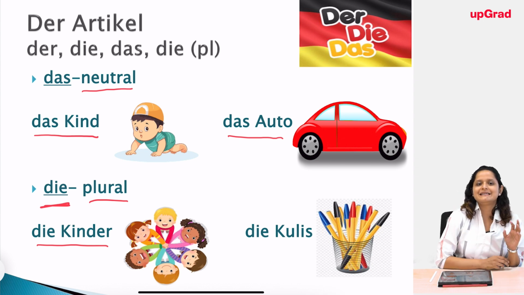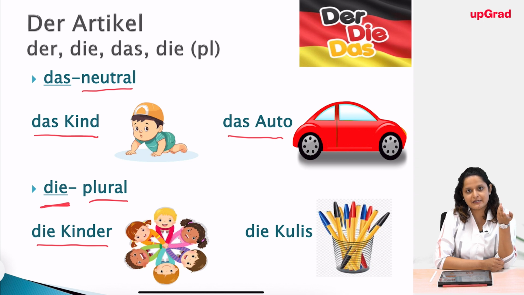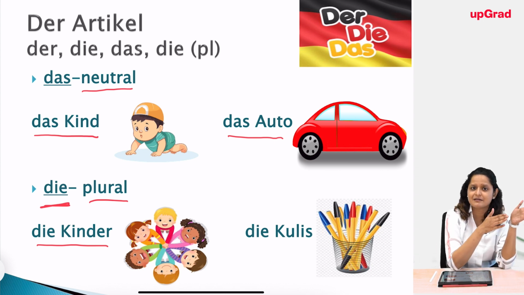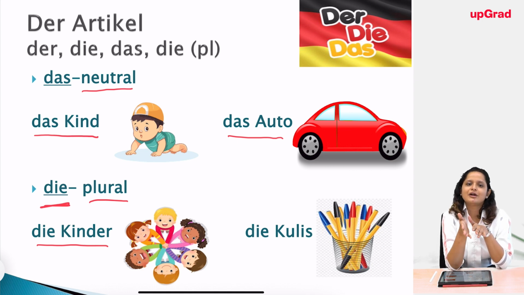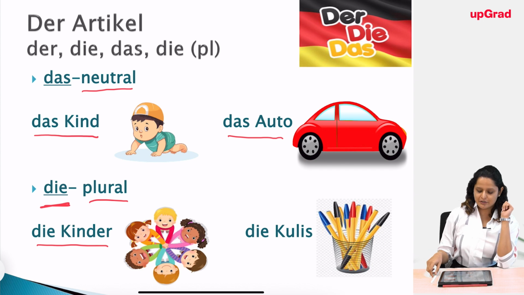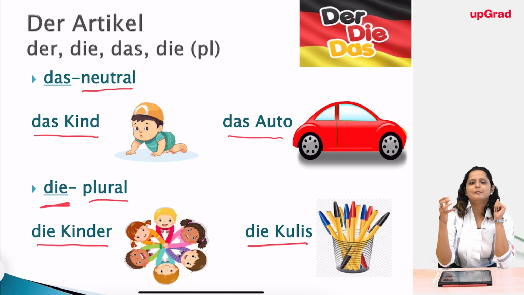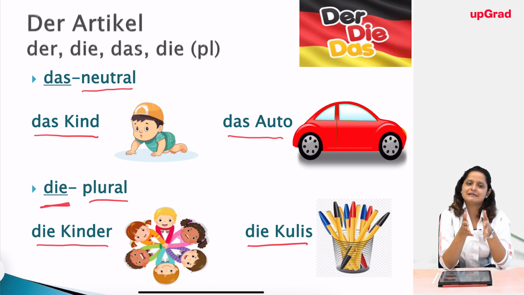What it means is, it doesn't matter what the singular gender of the noun is. Your noun can be masculine der in singular. It can be feminine die in singular. Or it could be neutral das in singular. But when we are looking at the plural form of any noun, it is going to be die. So collectively, when you look at articles, you have 4 articles, der, die, das und die. So here we have die Kinder, die Coolies. So when I talk of a bunch of pens together, the article here becomes die, die Coolies.